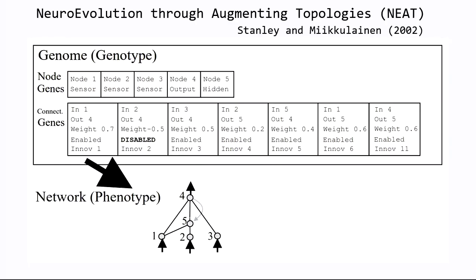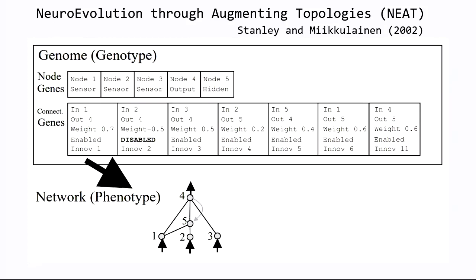So that's where one of the most famous evolutionary algorithms comes in, which is called neural evolution through augmenting topologies, which is also known as NEAT. So maybe a lot of you might have heard this one. This is usually the one that they use in the YouTube videos that play games. This was proposed by Stanley and Miikkulainen in 2002.